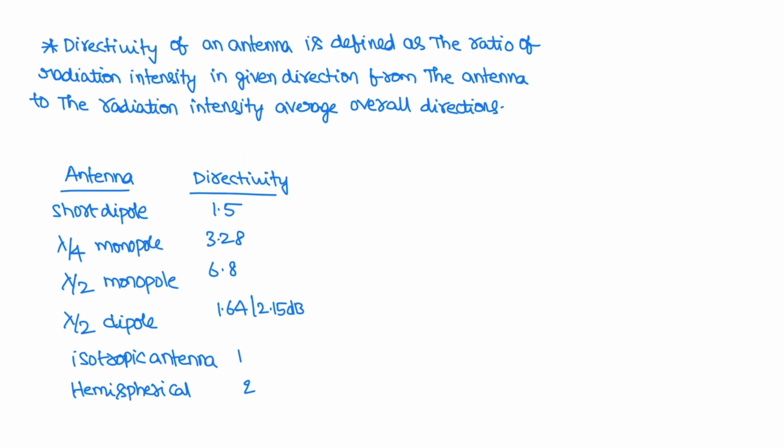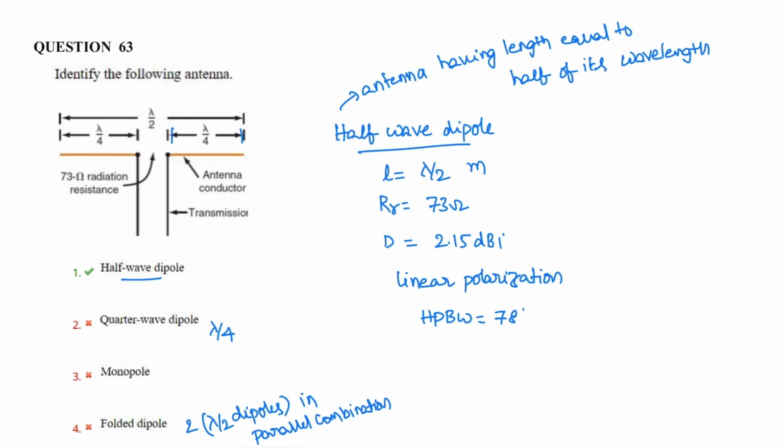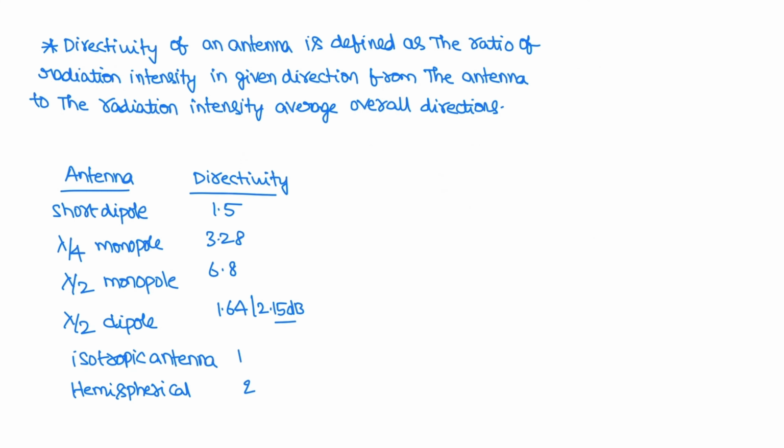Next. So these are the directivities of different antenna. For short dipole, directivity is 1.5. For lambda by 4 monopole, directivity is 3.28. For half wave dipole, it is 2.15 dBi or 1.64. For isotropic antenna, directivity is 1. For hemispherical antenna, directivity is 2. So directivity is defined as the ratio of radiation intensity in given direction from antenna to average radiation intensity in all directions.